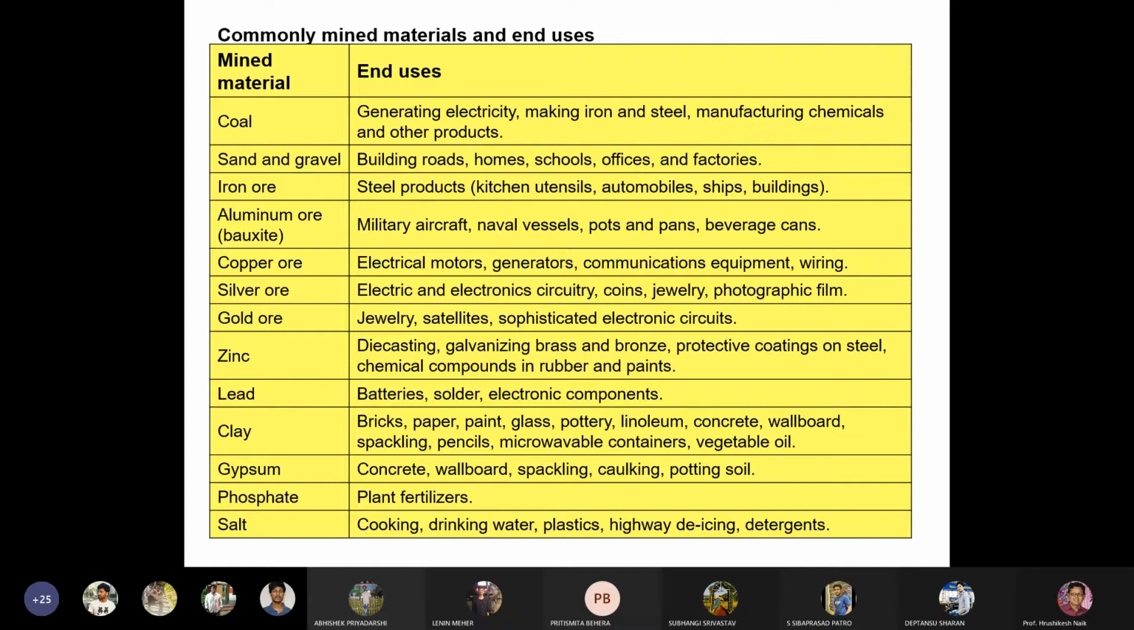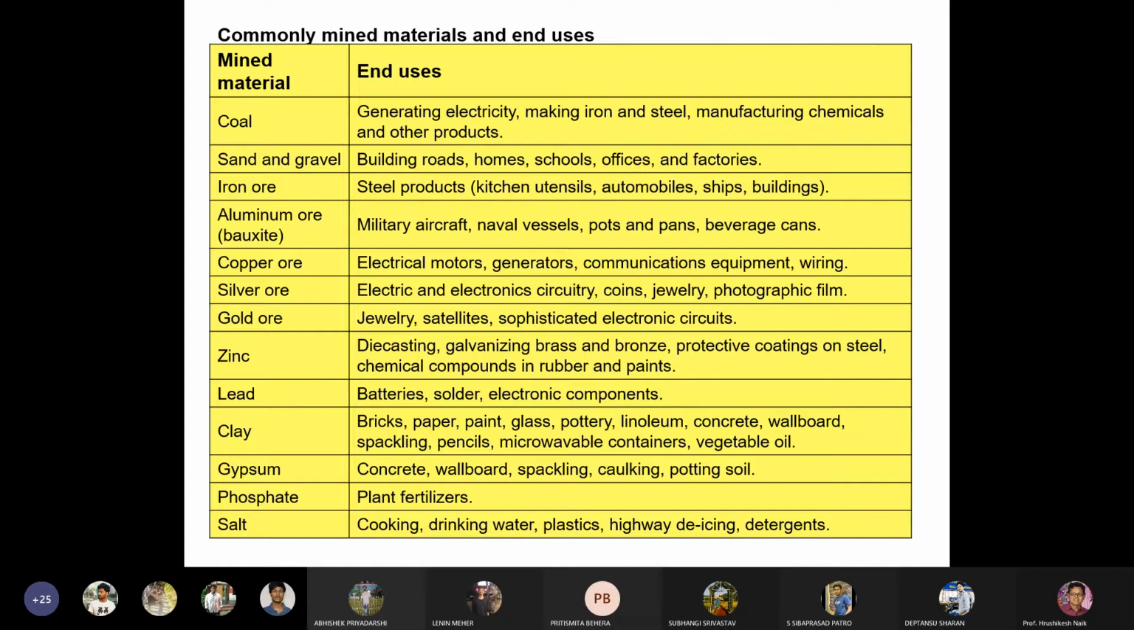And we go for lead and zinc mining. So zinc is used for die casting, galvanizing, brass and bronze, protective coatings on steel, chemical compounds in rubber and paint. Then we go for lead mining. Lead is used for batteries, solder, electronic components.